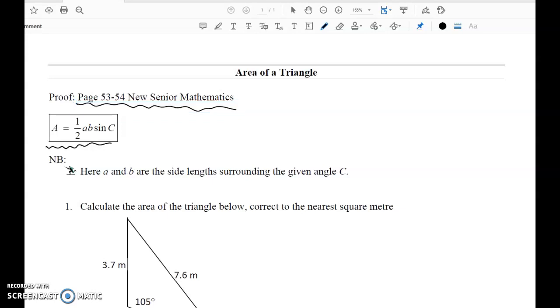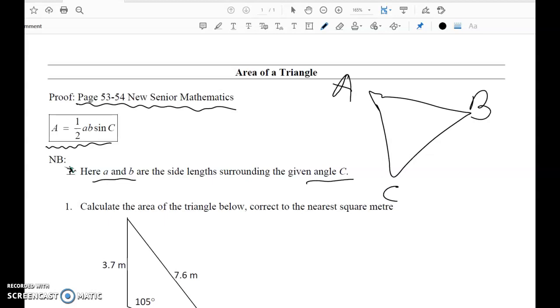A, or area, equals a half AB sine C. A and B are the side lengths surrounding the given angle C. So we know in our triangle here, if we've got A, B, and C, then the opposites would be capital C, little b, little a. And so we're talking about being given this, this, and that. If you've got those three things, then you can find the area of that triangle.